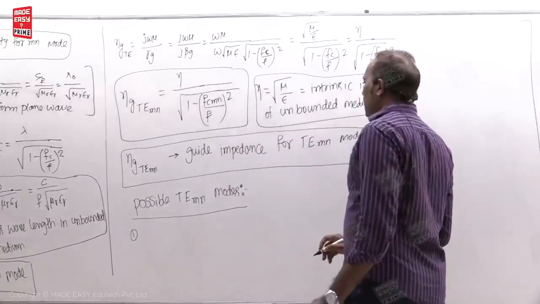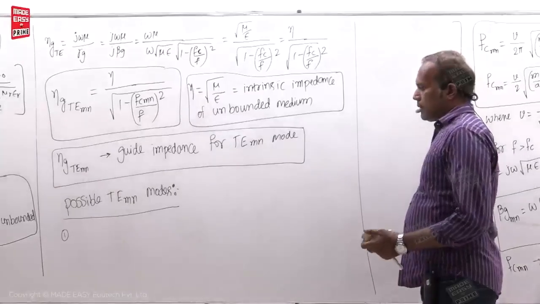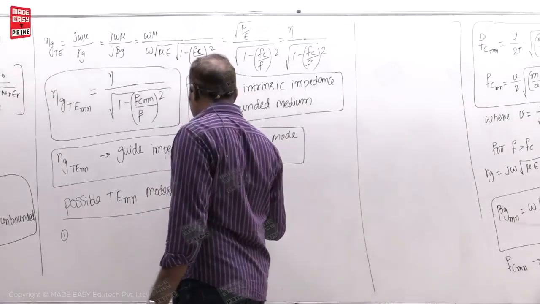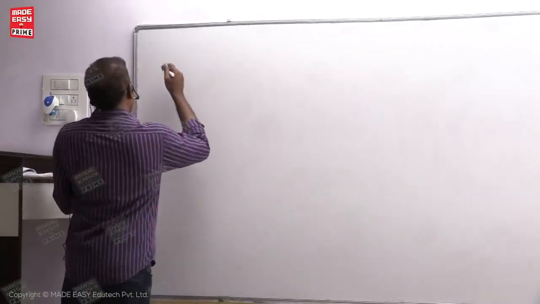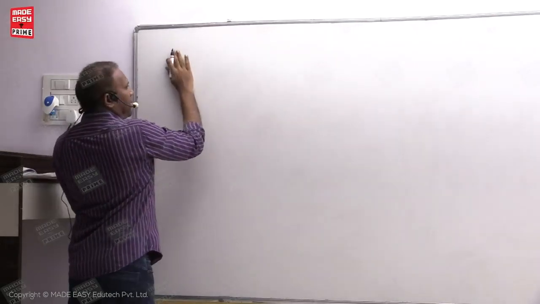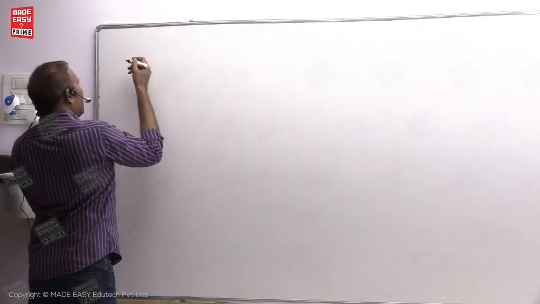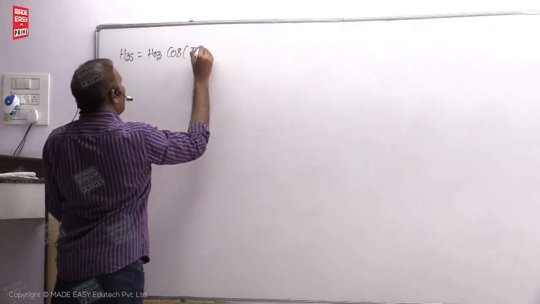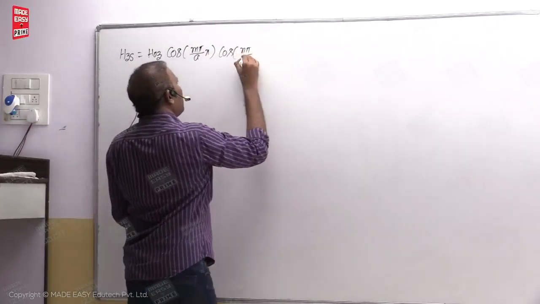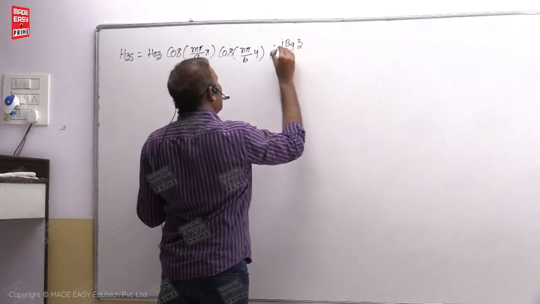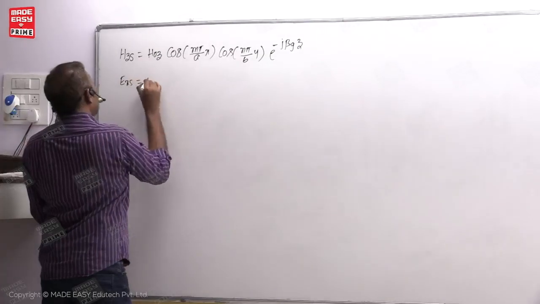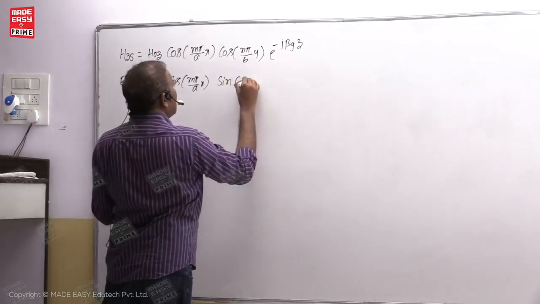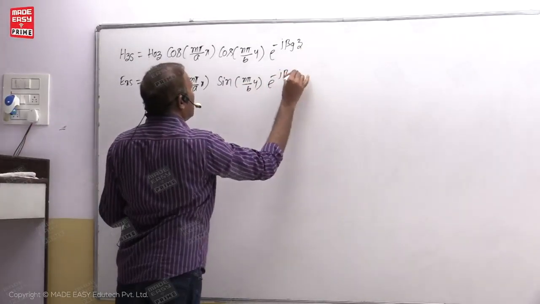Right, first one. For this I have to make you recall the equations. I will write the equations, very simple. The ink is a little less. Already these equations are there, you don't write these equations. I am writing here. Already they are there in your notebook. This one HZS is equal to H0Z cos m pi by a x cos n pi by b y e power minus j beta g z, and Ex is equal to E0x. I told you to remember this, only cos comes here, m pi by a x, then comes sine, so n pi by b y e power minus j beta g z.